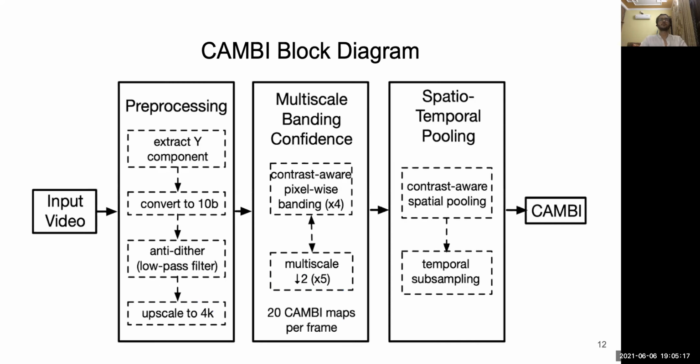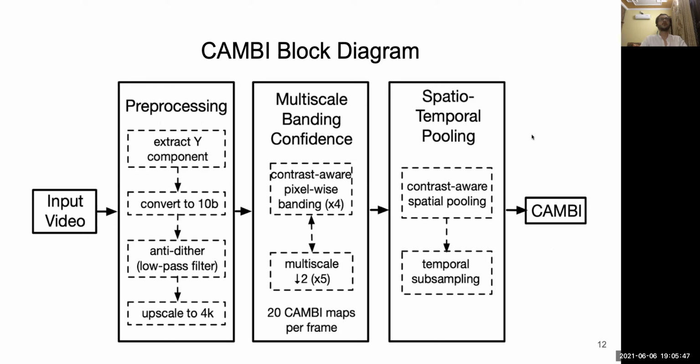Now let's look at the block diagram of how CAMB works. CAMB takes a video as input and outputs a single number estimating the banding visibility in the video, which is CAMB. It goes through multiple blocks. First it does some pre-processing on the input video, followed by a multi-scale banding confidence, where pixel-wise banding maps are extracted to account for the banding visibility in the frame. And finally, these maps are pooled spatiotemporally.